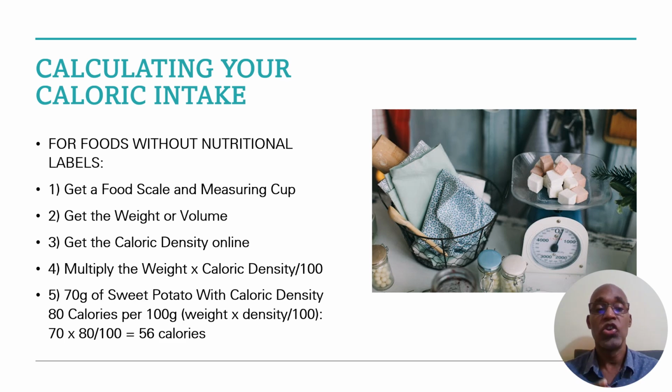Next, you're going to multiply the weight or volume of that food item by the caloric density. So let us say you have 70 grams of sweet potato, and you check online and see the caloric density is 80 calories per 100 grams. You're going to multiply the 70 by the 80 and divide by the 100, and you end up with 56 calories. So in other words, 70 grams of sweet potato will contain 56 calories.